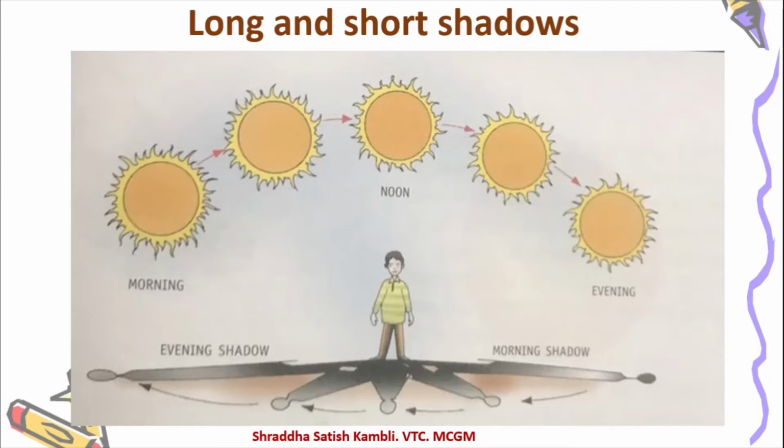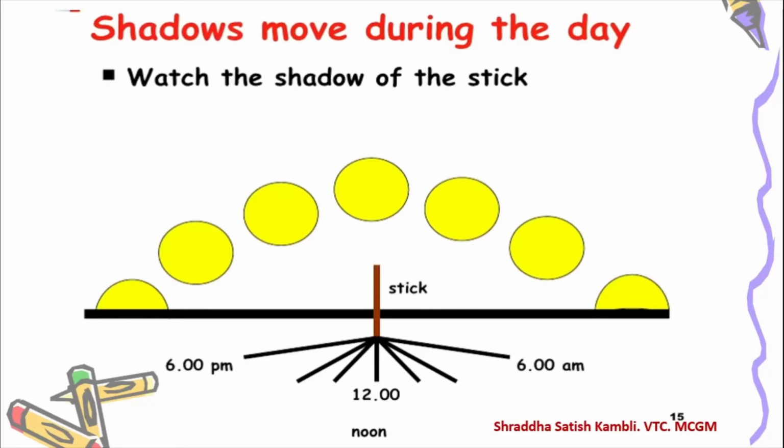Okay, let us go to some more interesting concepts about sun and shadows. We will see how the shadows change their place also. So shadows move during the day. How do they move? We have learned that only living things can move. So animals can move, human beings can move. So how is the shadow moving? Come on, let's see the fun, how the shadow moves.